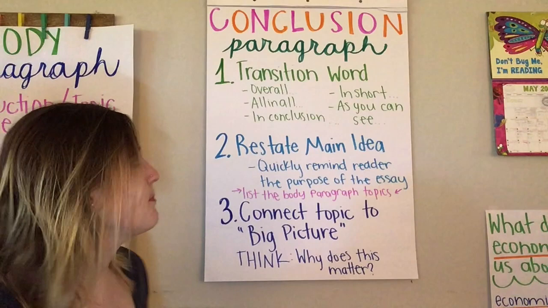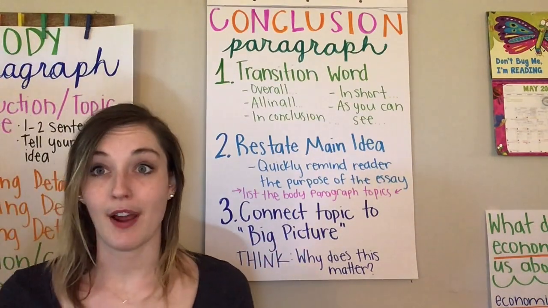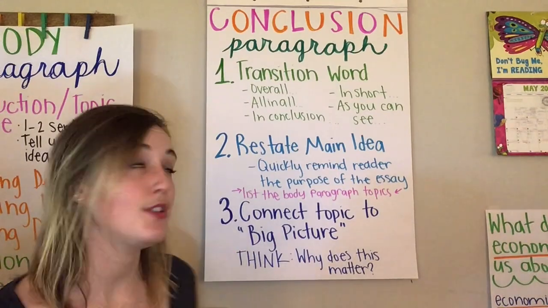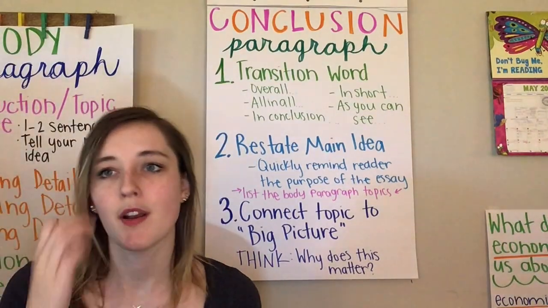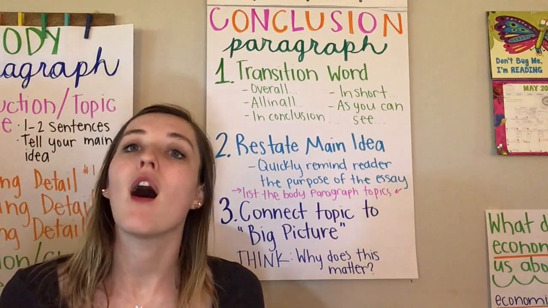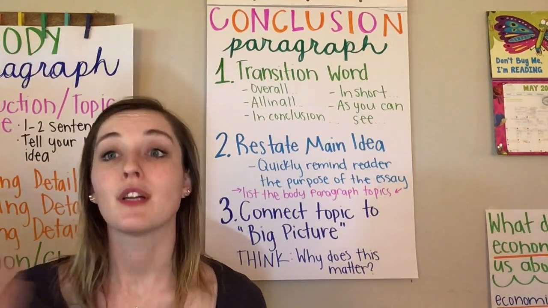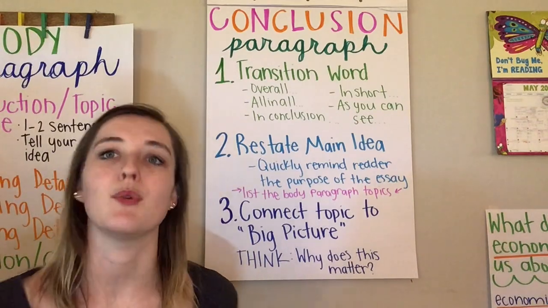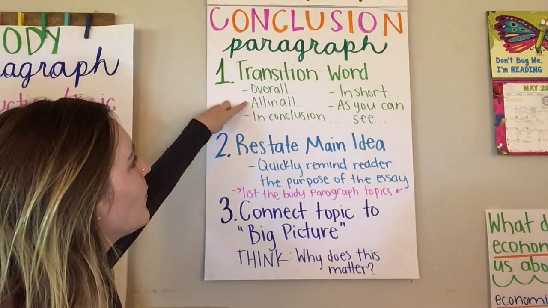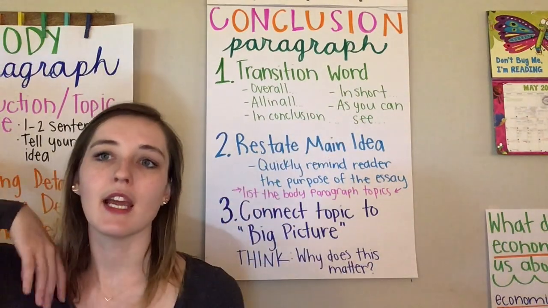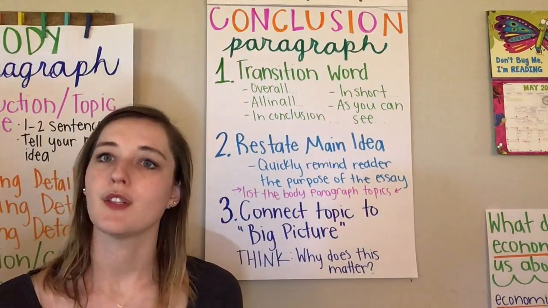Okay, so the conclusion paragraph is the final paragraph. There are 3 steps that you want to follow. You start first by using a transition word. This is to let the reader know that you're all done with your essay, and now you're wrapping things up. You're concluding it, putting an end to it. So you use words like overall, all in all, in conclusion, in short, as you can see. Those are transition words, okay?